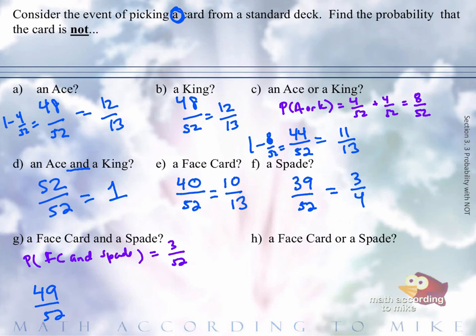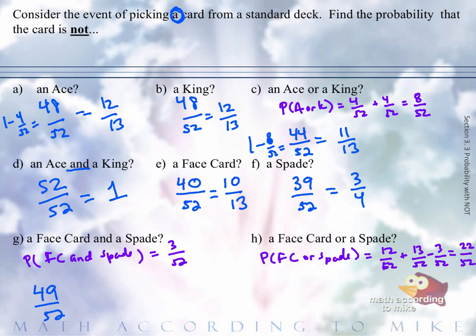And then H, a face card or a spade. We don't want this. Again, off to the side. Face card or spade. Well, there are 12 face cards. There are 13 spades. But there are 3 face cards that are also spades. So we've got to subtract the 3 there. That gives us 22/52. So there are 22 cards in a deck of 52 that are either face cards or spades.